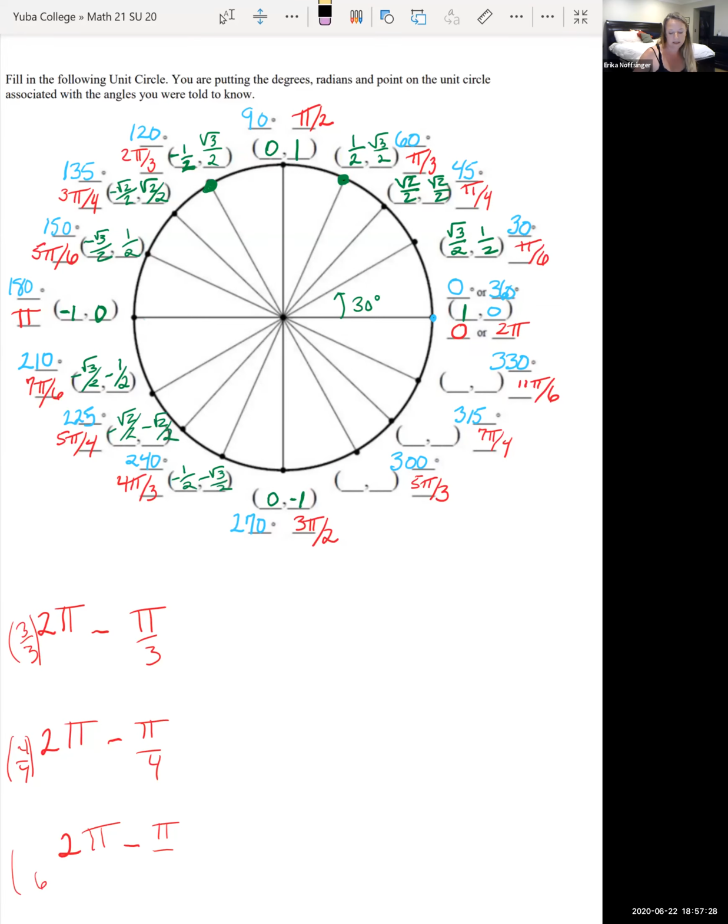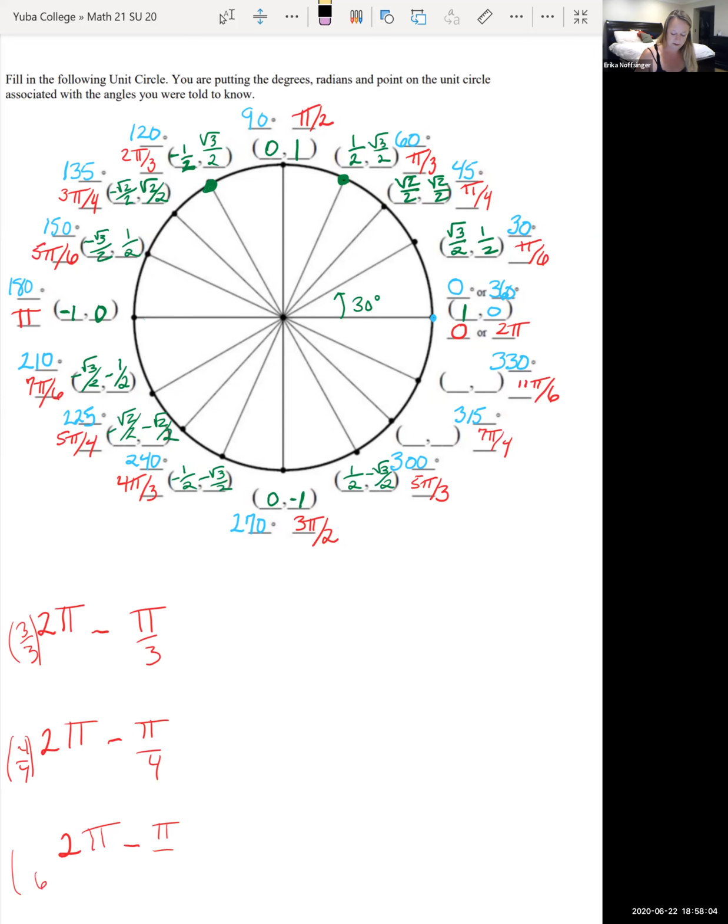Fourth quadrant, we talked about sine is negative, but cosine is positive. Our y values are negative in quadrant 4, but our x values are positive. So if I'm going around clockwise at 300 degrees, that's a reference angle of 60 degrees. So x at 60 degrees is positive. So cosine of 60 degrees is 1/2. Sine of 60 degrees is √3/2, but we're in the fourth quadrant, so it's negative √3/2.